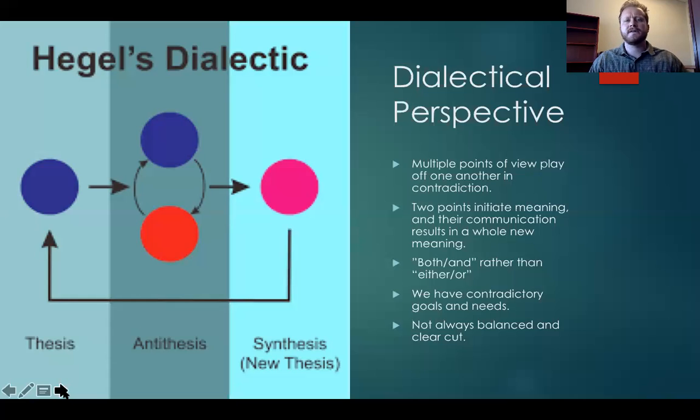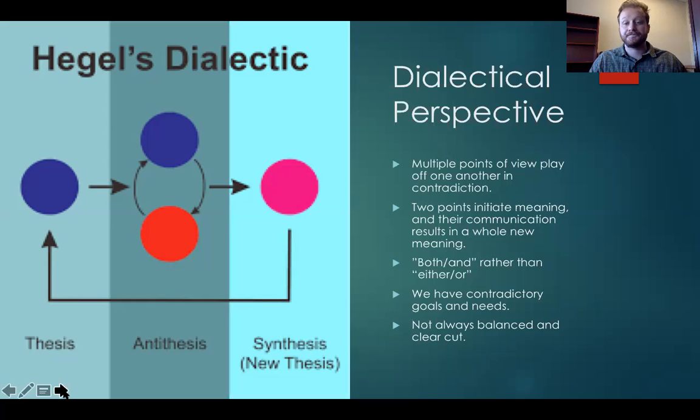Now, you might have seen this theory within your English classes or within writing specific papers. We want to view this in terms of values, expectations, needs, and desires within an interpersonal relationship. How do we synthesize these different needs within communication? So multiple points of view are at play, and two points initiate meaning, and their communication results in a whole new different meaning. So within that relationship, how do you create and negotiate new forms of meaning with your communication?